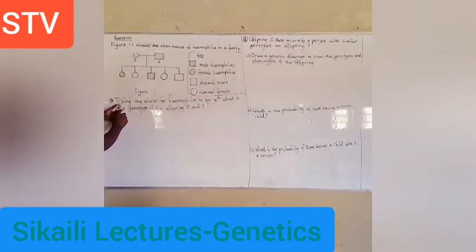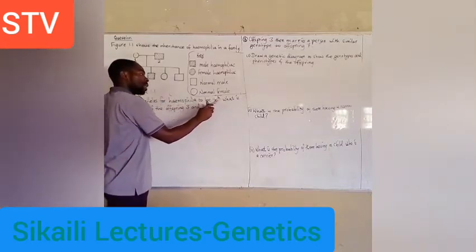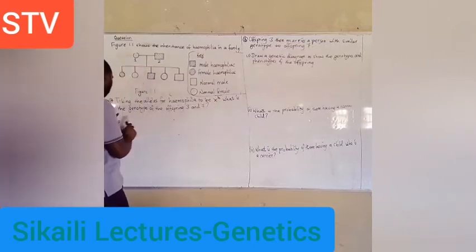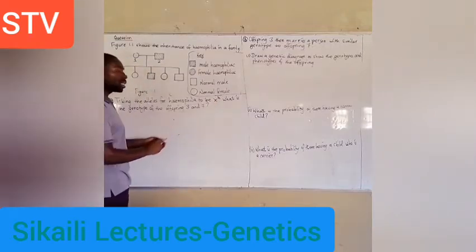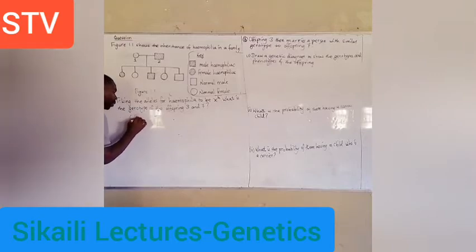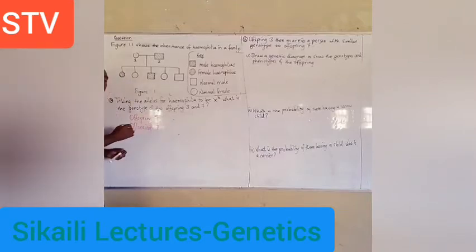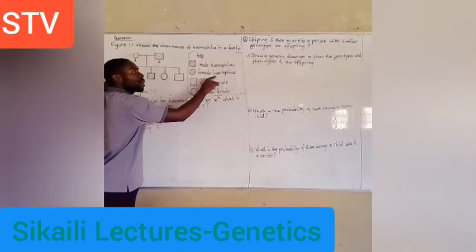Now let's look at this question. Taking the alleles for hemophilia to be X with the recessive allele, what is the genotype of offspring 3 and 7? Without wasting your precious time, I will write offspring 3 as well as offspring 7. When we talk about the offspring, we mean the children that are born, or a child that is born. So offspring 3 is a female, and here they are saying female hemophilia.